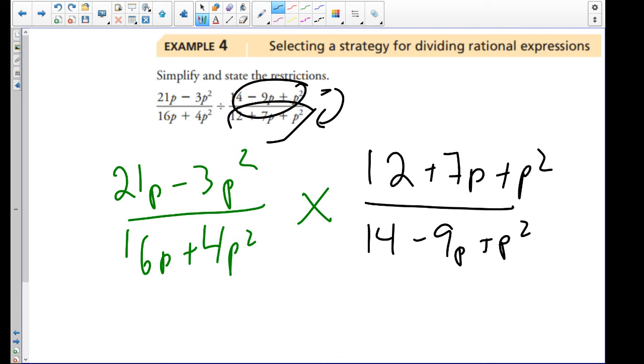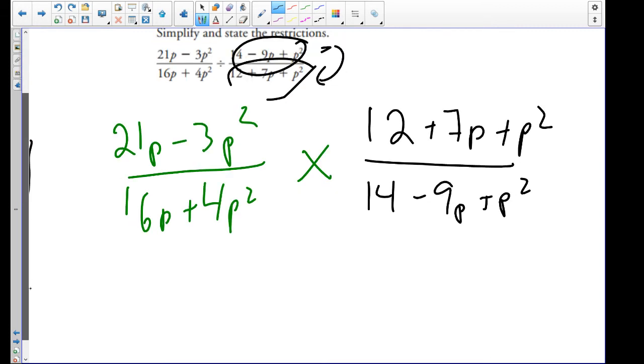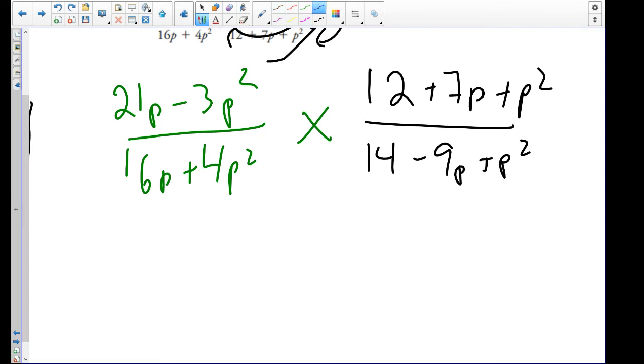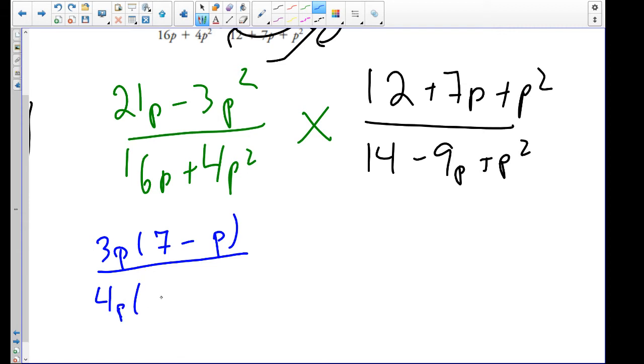Okay, I think most people have an answer or are well on their way to an answer, so I'm going to go ahead and continue on with this. From my first factor, the top left, I notice that I can take a 3 and a p from each, leaving me with 7 minus p on the top. On the bottom, I can pull out a 4p, leaving me with 4 plus p.